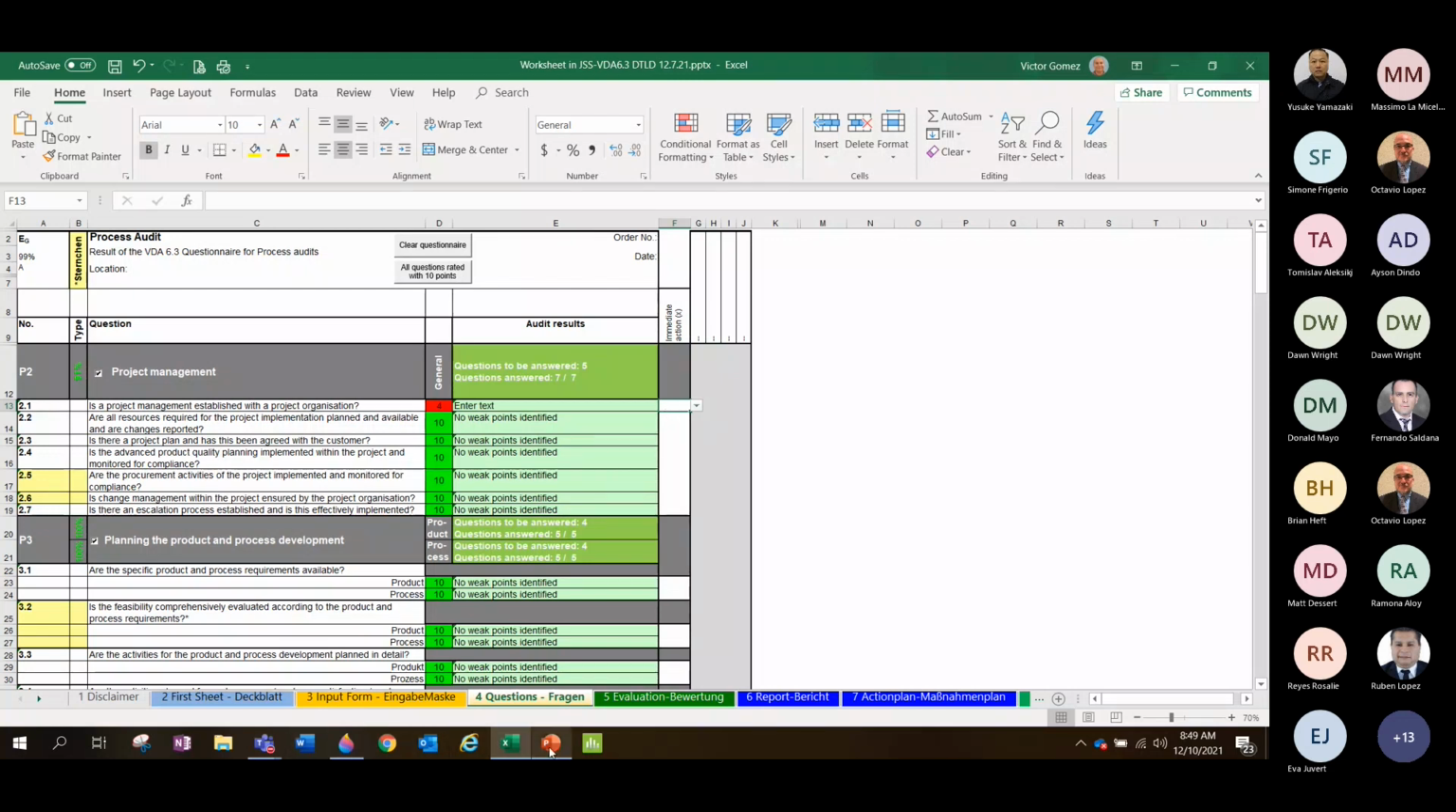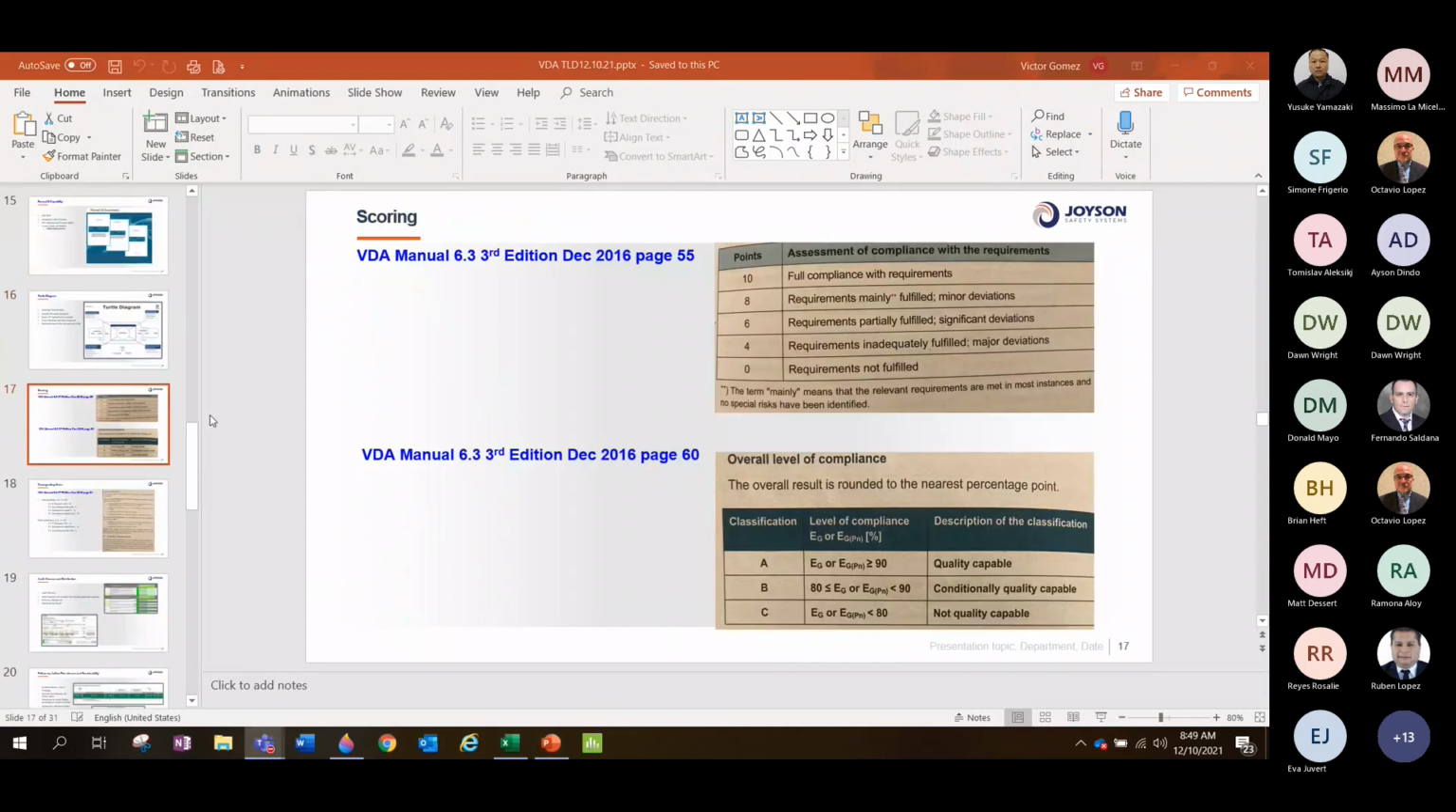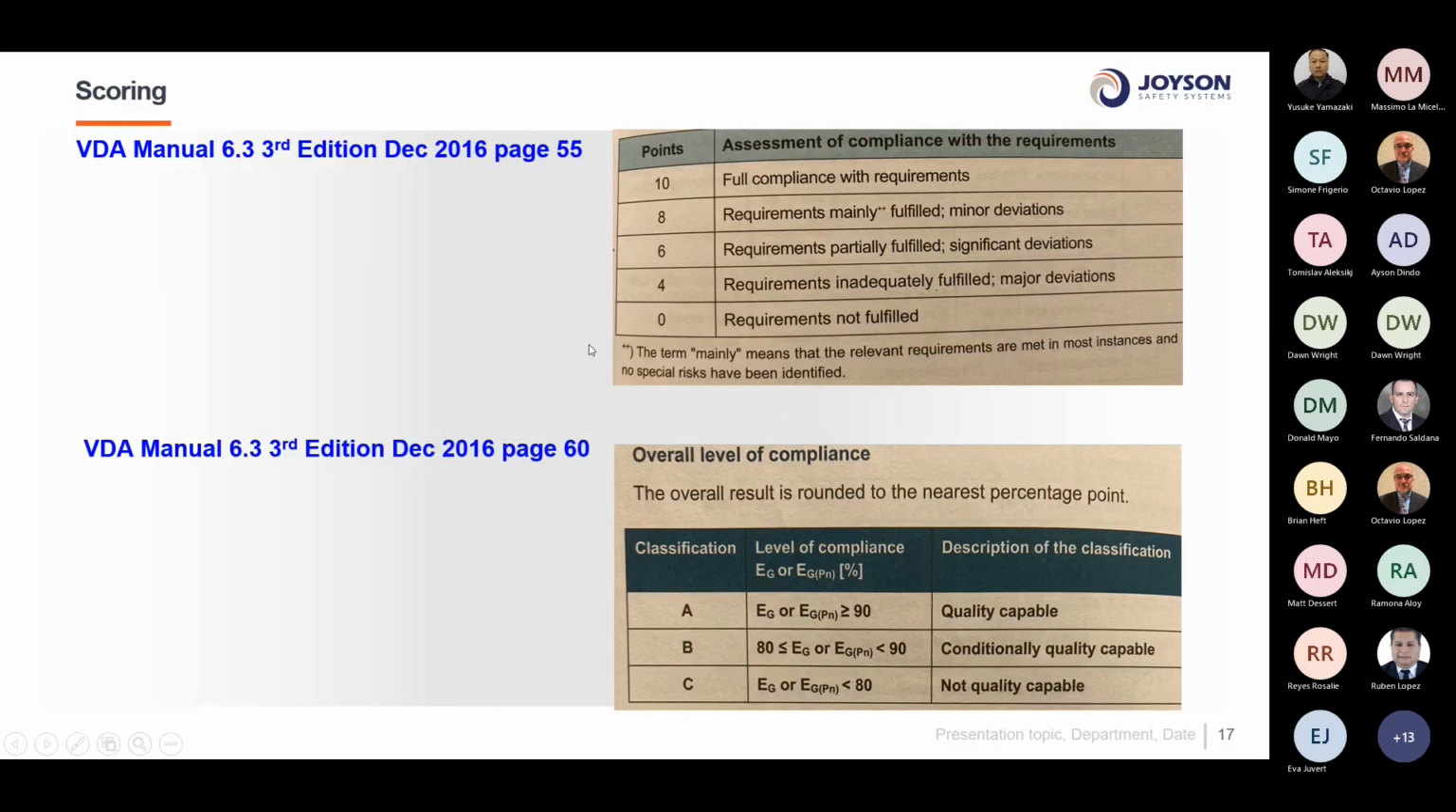I'm going to go back here really quick to my presentation because we are in scoring right now, and I need to let you know how we are scoring: what will be the final score and what will be the individual score for every question of the questionnaire from the VDA. For every question, those are ranked from 4 to 10 in multiples of 2. Well, just 4, 6, 8, and 10. Let's keep it like that.